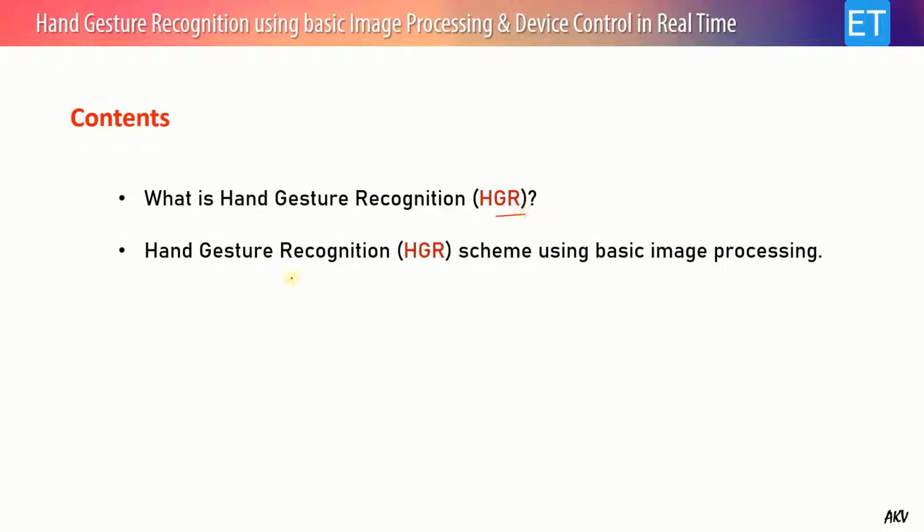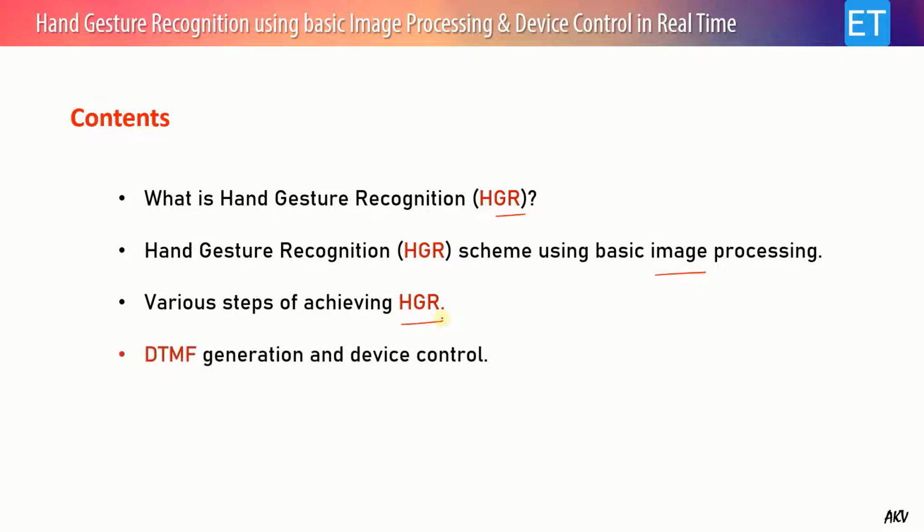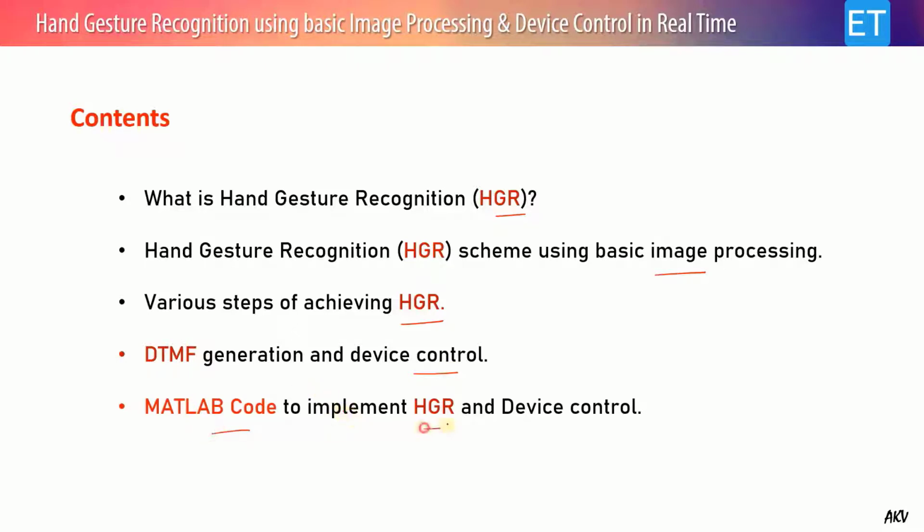Okay, let me show you the contents of this video first. First, I will explain what hand gesture recognition (HGR) is. Then I will explain the hand gesture recognition scheme using basic image processing steps. Then I will cover the various steps of achieving this HGR. And then I will explain the DTMF, dual tone multi-frequency generation, and device control scheme. And in the last, I will explain the MATLAB code to implement this HGR and the corresponding DTMF based device control. So let's go ahead.